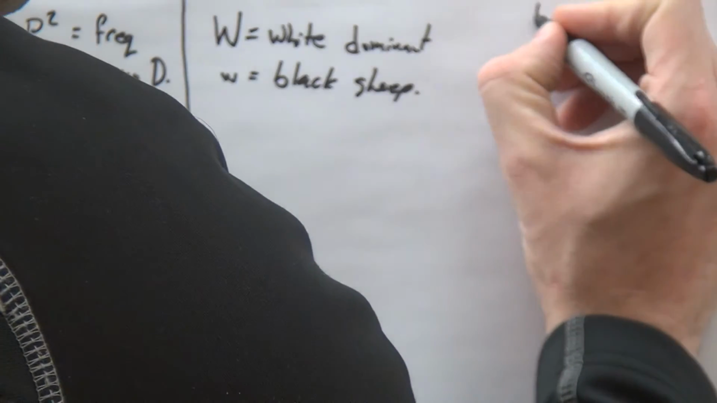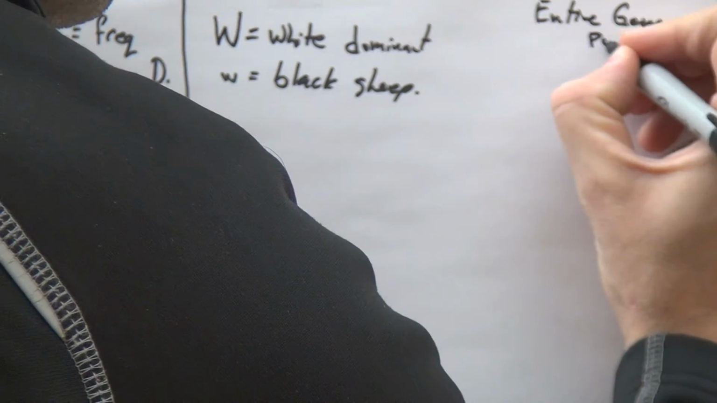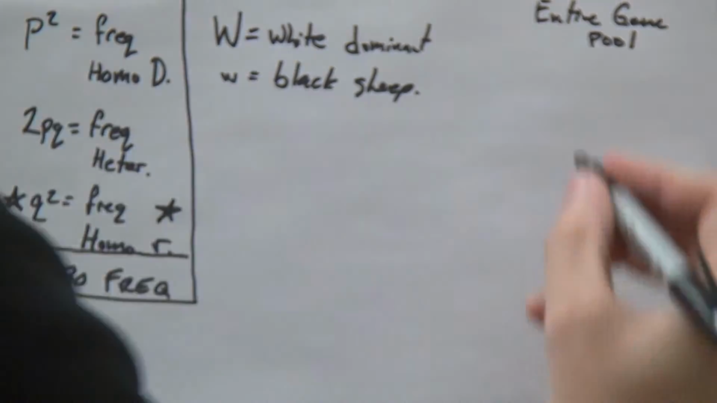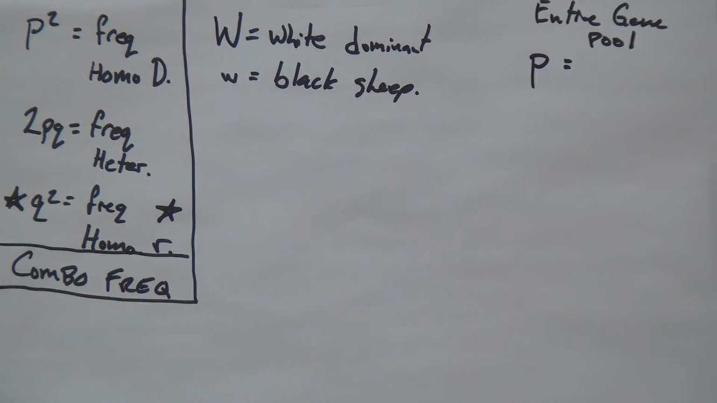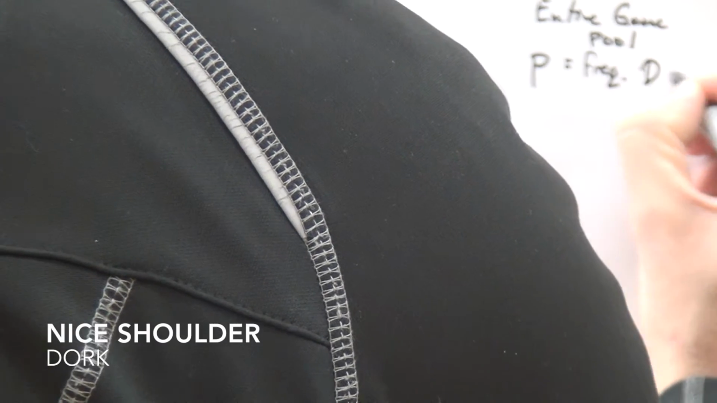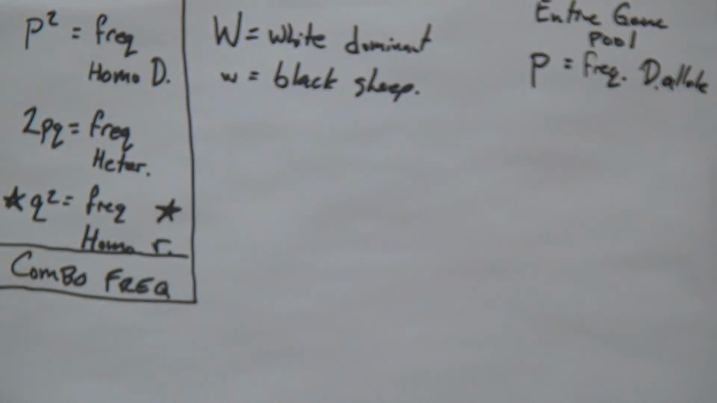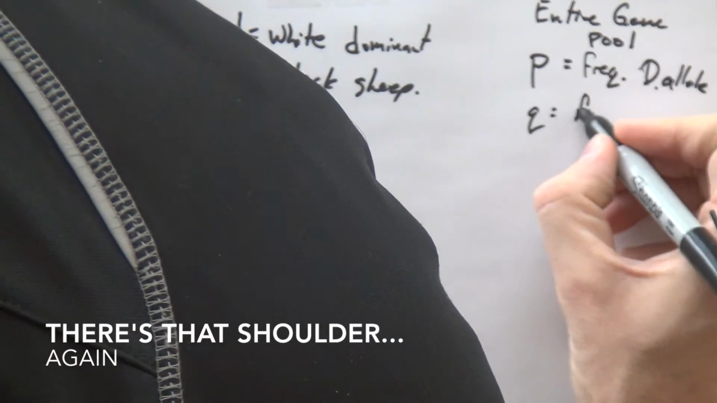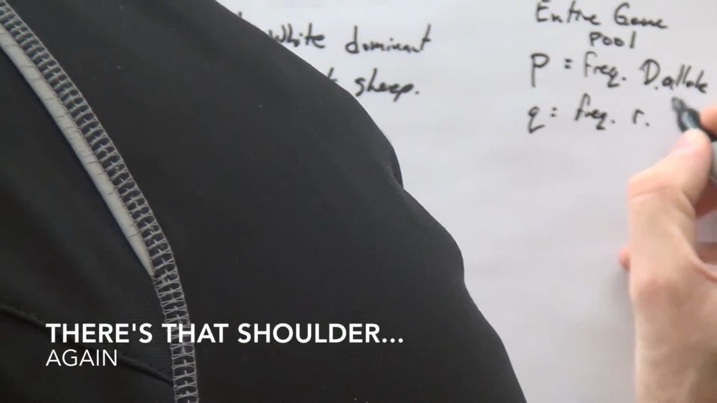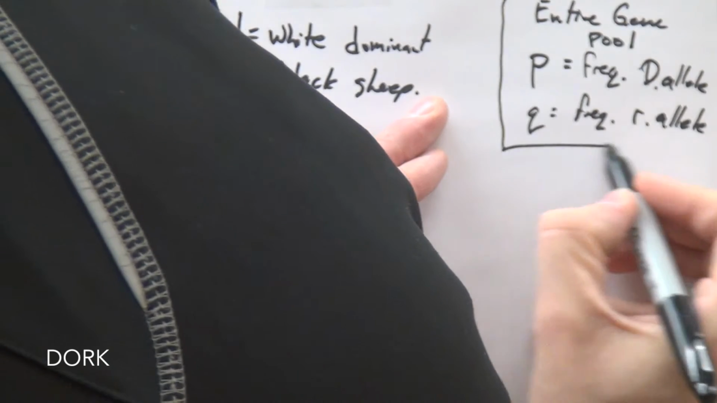So this is the entire gene pool. We have a letter P representing the frequency of the dominant allele. The allele. How about that? You like that? The allele. And then Q would equal the frequency of the recessive allele. The allele. This is another good thing.